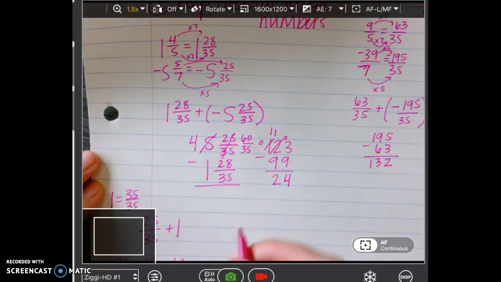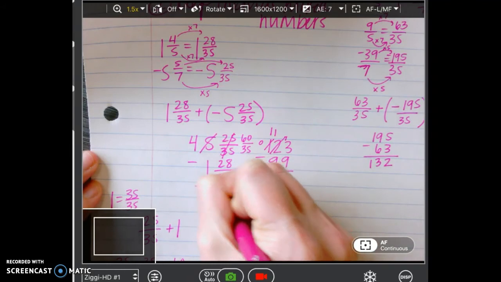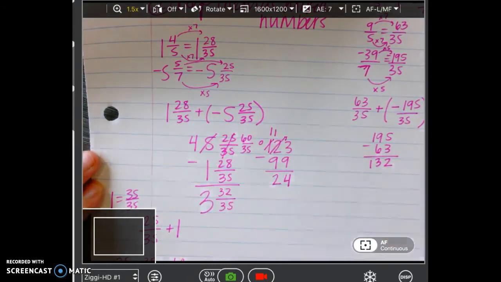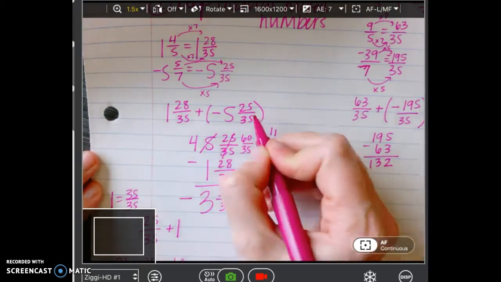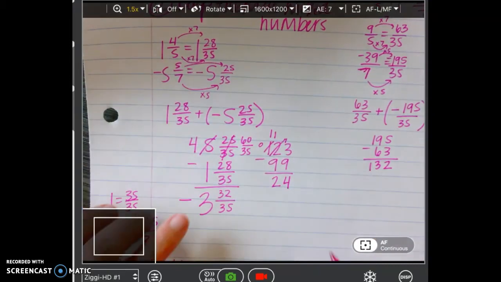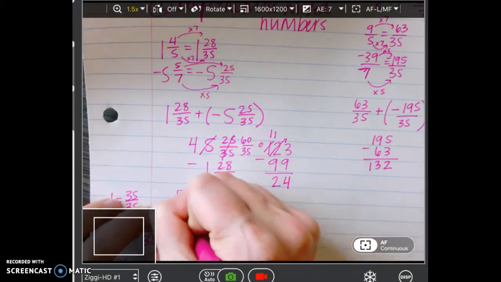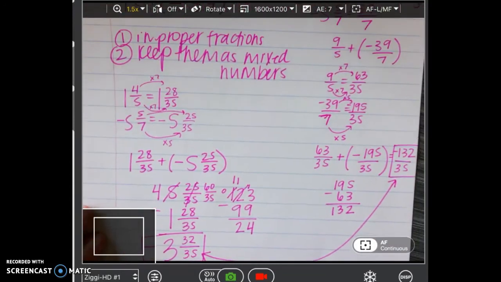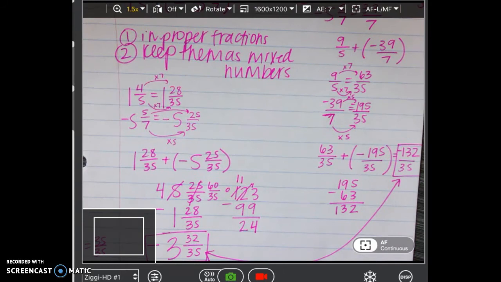60 minus 28 will give me 32/35. 4 minus 1 will give me 3. Now I just need to remember to add back my negative because there are more negatives than positives. This mixed number will be the same as this improper fraction, so it's whatever way works for you. So that is my first example.